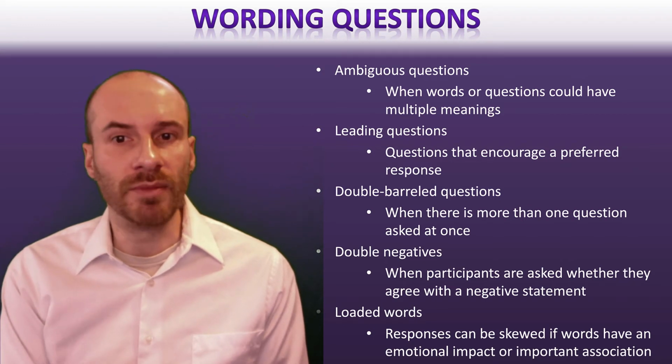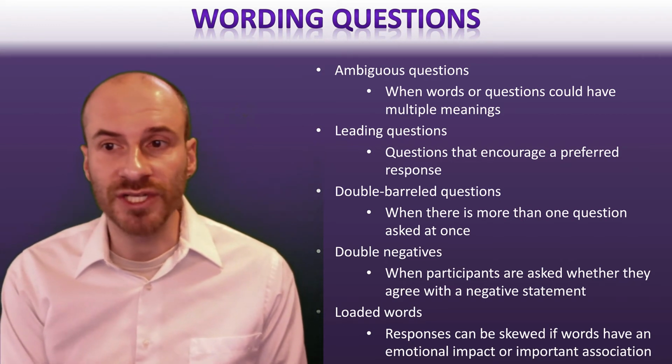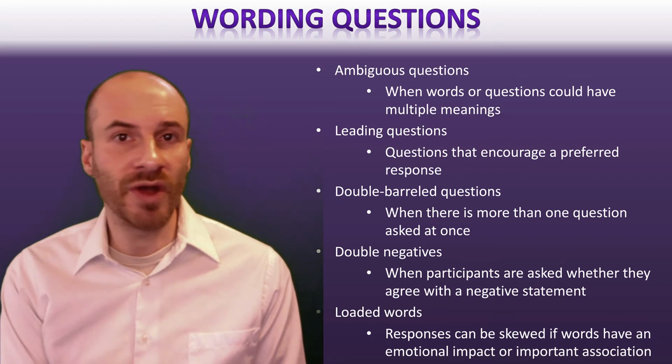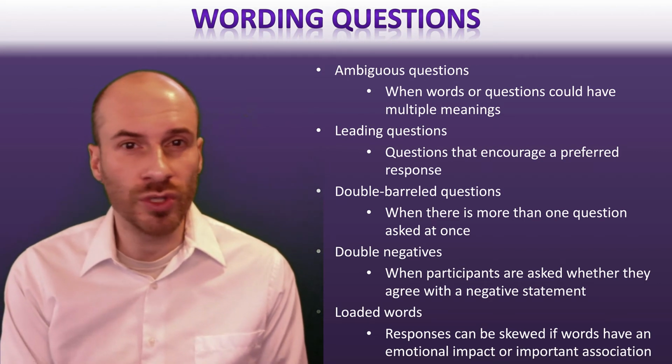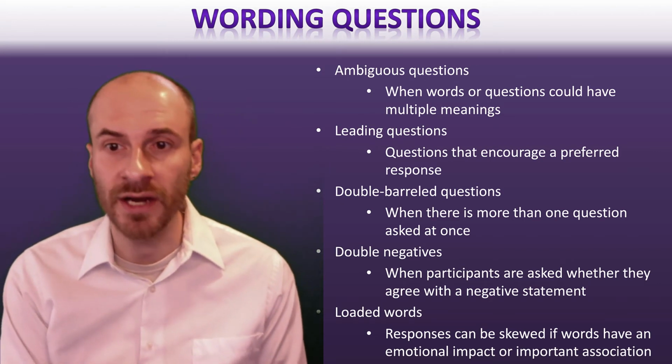So there's a few problems here. So one is ambiguous questions. This is when you're asking a question where the question or the words used could mean a lot of different things, all right?